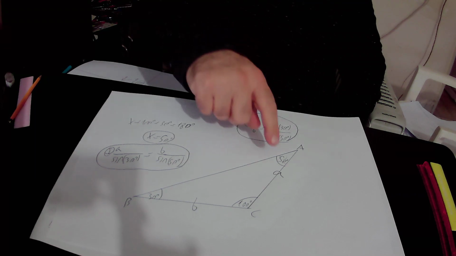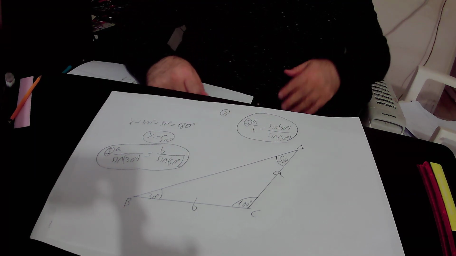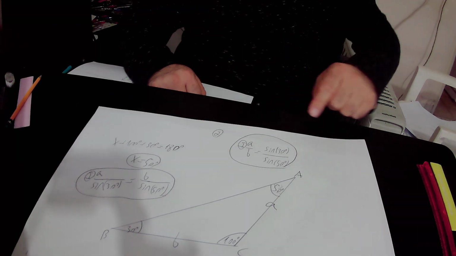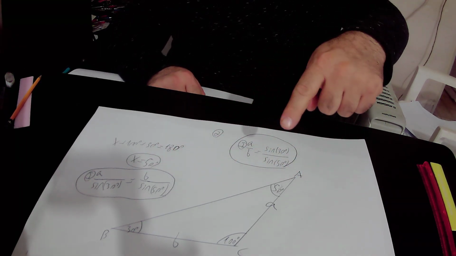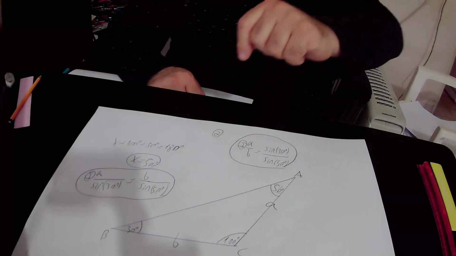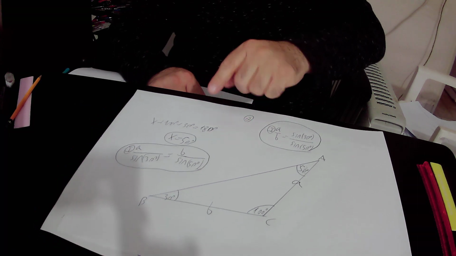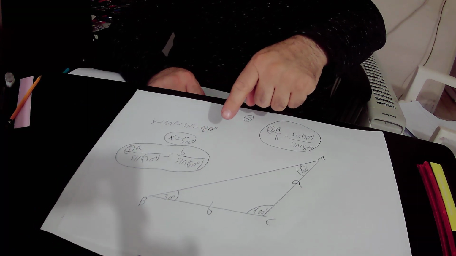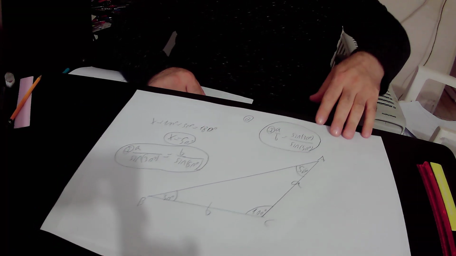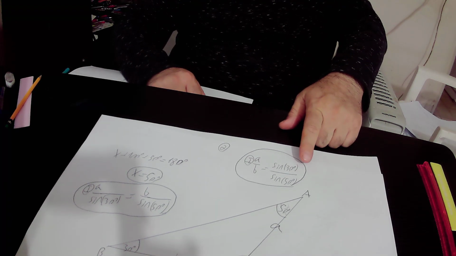Again, we know that AC equals B and BC equals A, so according to the law of sines, we get that A over sine 30 degrees equals B over sine 50 degrees. This is equation number 1. Here we divided equation number 1 by B, and then we multiplied it by sine 30 degrees, and we got that A over B equals sine 30 degrees over sine 50 degrees.